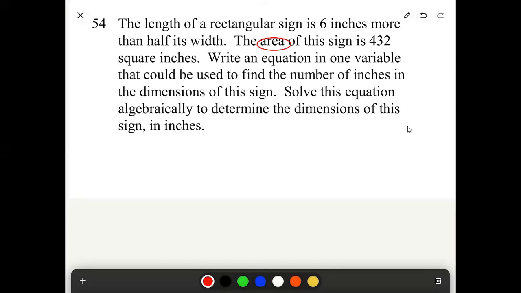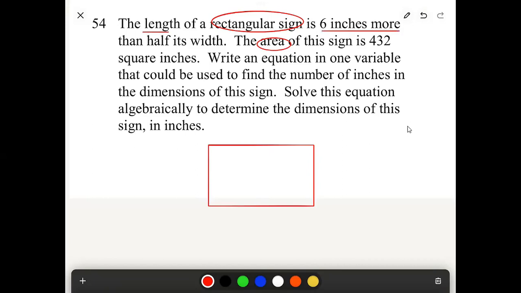All right, so first thing you should do is, we're talking about a rectangle, so you should draw a rectangle if you can. And it says the length is 6 inches more than half its width. So the area of the sign is 432 square inches. So they said write an equation in one variable that can be used to find the dimensions of the sign. And it says solve this algebraically to determine the dimensions of the sign in inches.